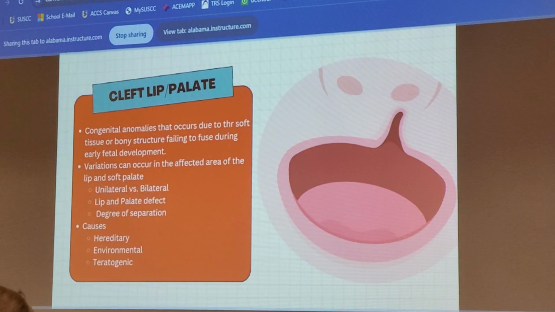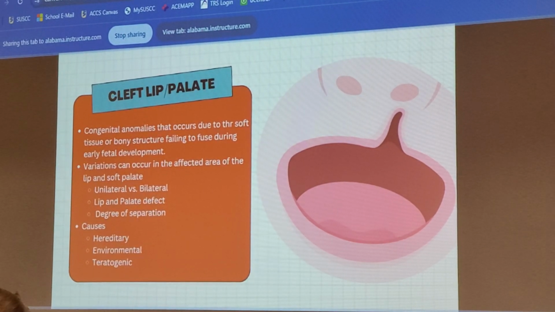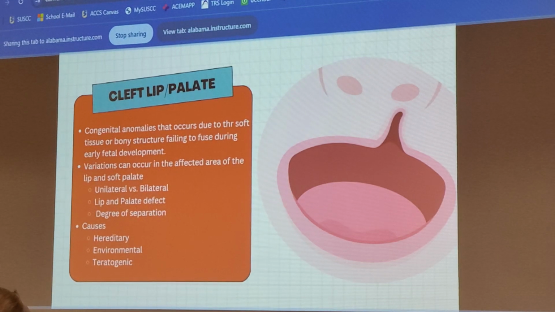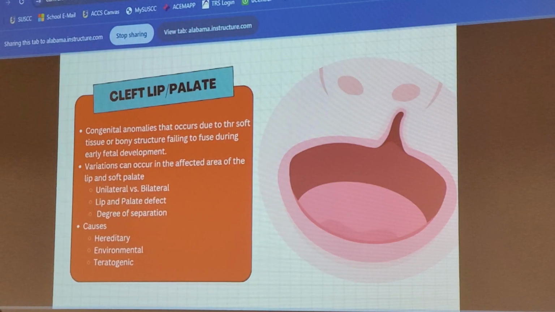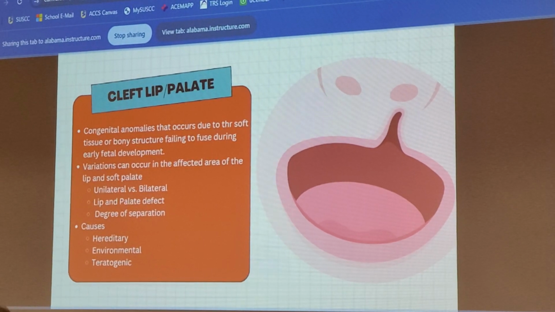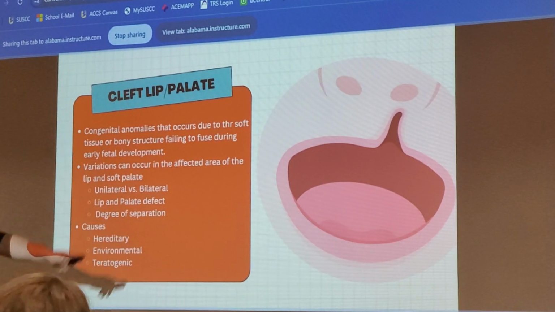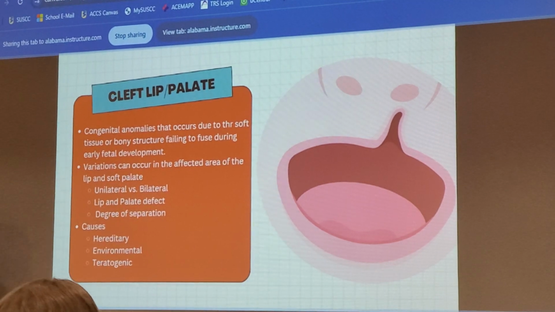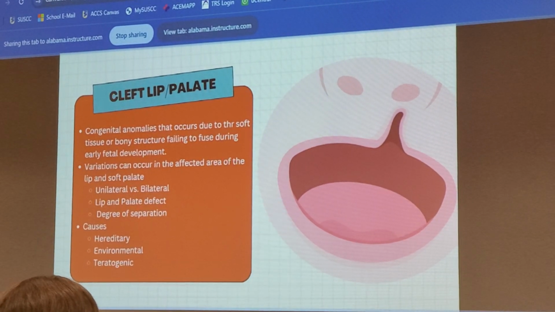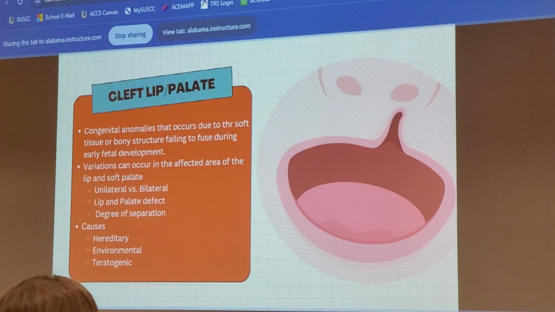Let's start off with cleft lip and palate. So cleft lip and cleft palate, they kind of say them together, but they affect different things. Obviously, cleft lip is going to affect the lip itself. So for instance, in that picture, and then cleft palate is going to affect the palate, or kind of like the roof of your mouth, if you want to think about it that way.